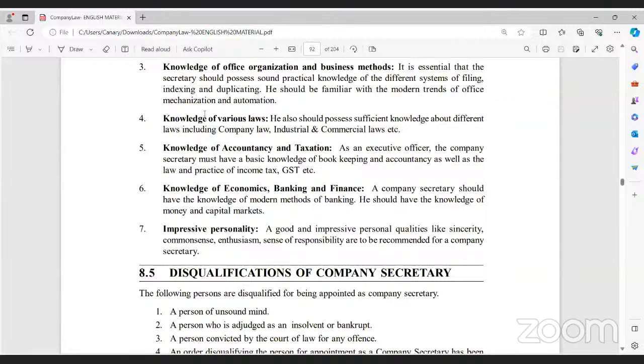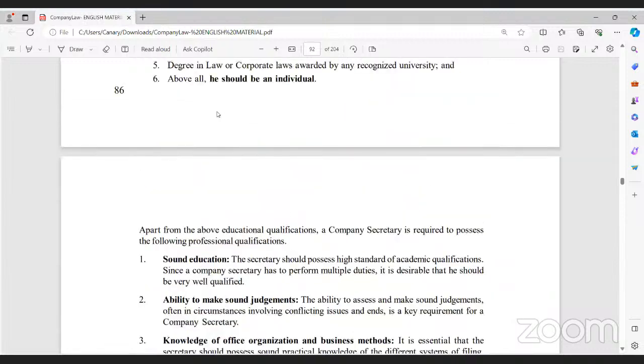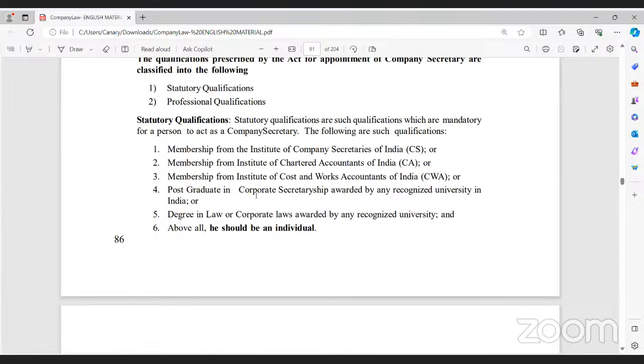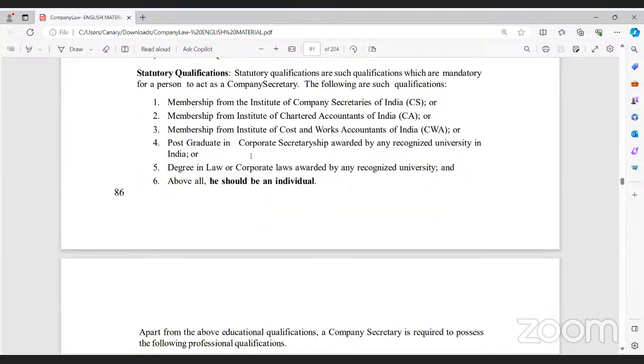So what are the qualifications? There are two: statutory qualifications and professional qualifications. Under statutory qualification, he must be an individual and must possess either CS company secretary membership, chartered accountant membership, or cost management membership, or a PG in corporate secretaryship, or a law or corporate law degree.